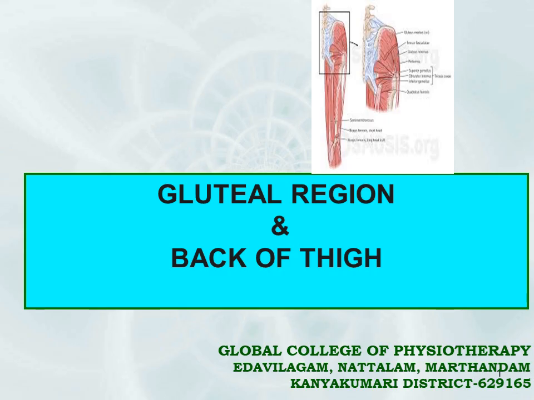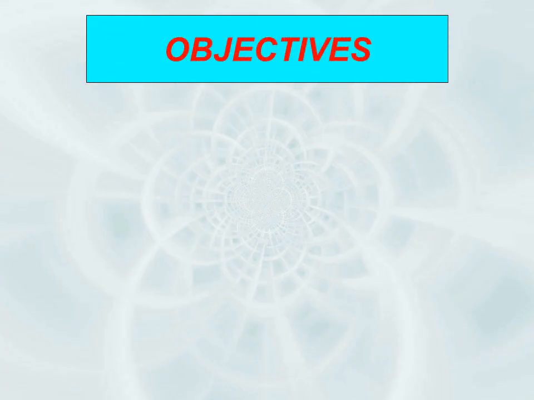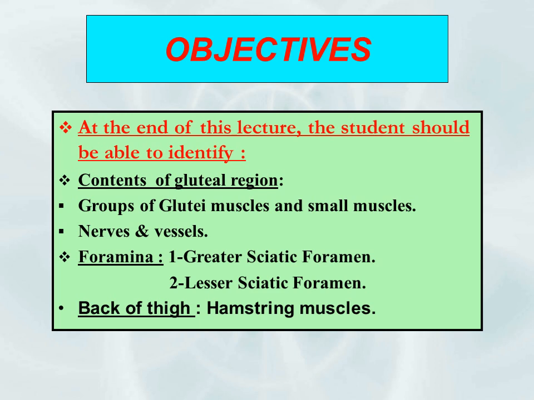We are introducing the muscles of the gluteal region and the back of the thigh, along with the nerve supply and the blood supply. The objective of this lesson is that the student should be able to identify the contents of the gluteal regions, the group of gluteal muscles and small muscles, and their nerve supply and actions.